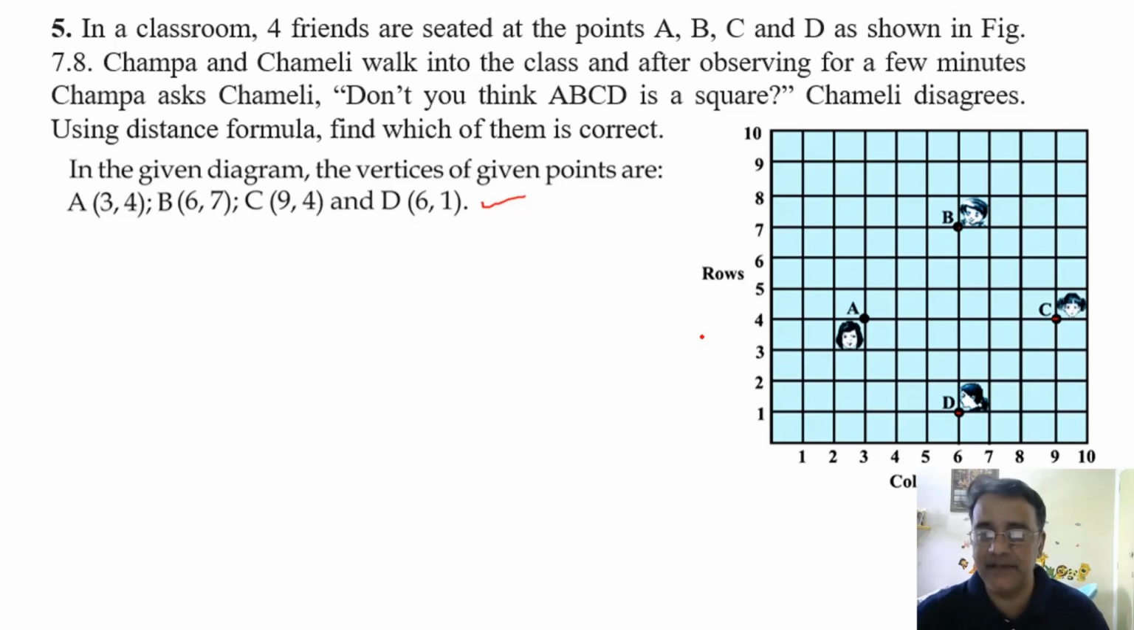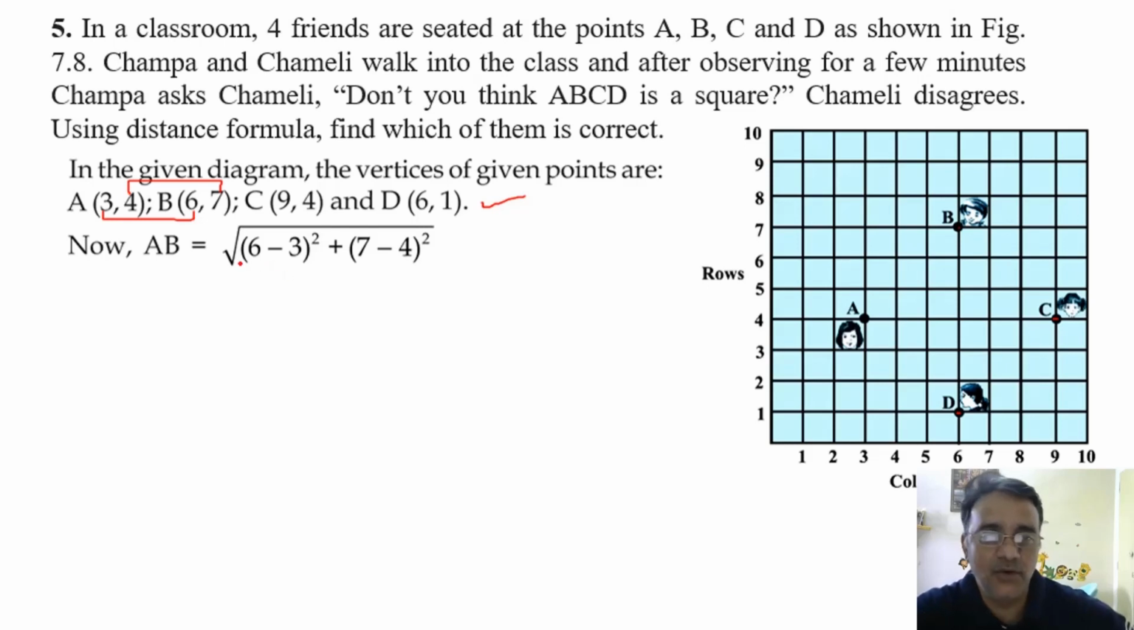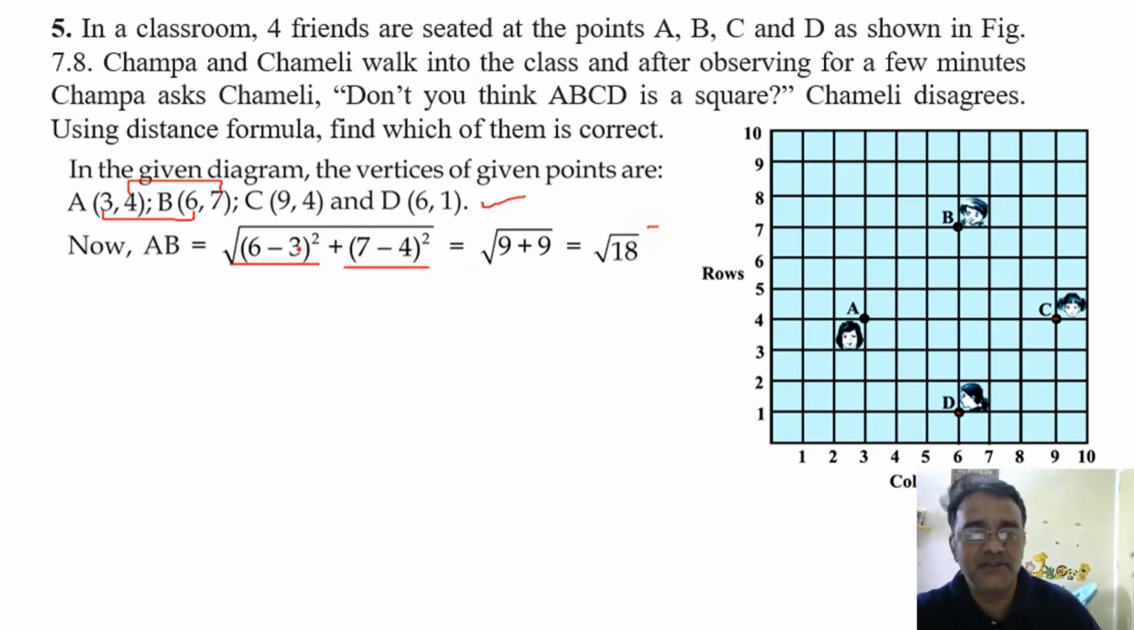So let us start with AB. How will you write AB? (6 minus 3) whole square plus (7 minus 4) whole square का whole root. So what are you getting here? 9, here also 9, है ना? So 9 plus 9, 18. Root 18. We are getting root 18. Root 18 again we can write as 3 root 2, but if you want you can write it. Okay. So now we are going to check the other sides.